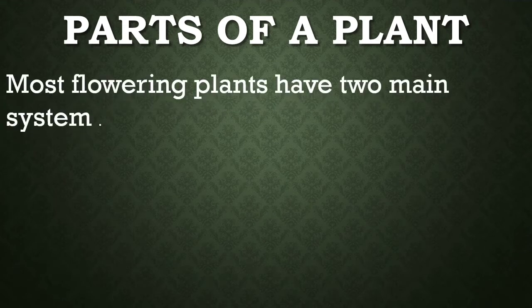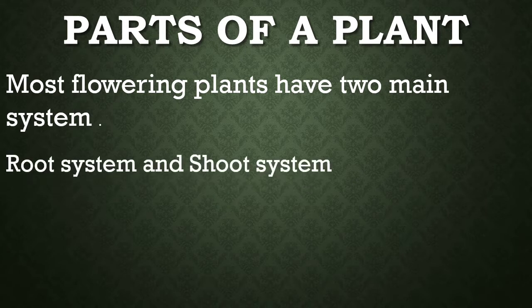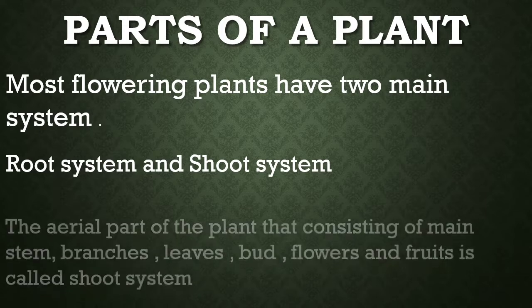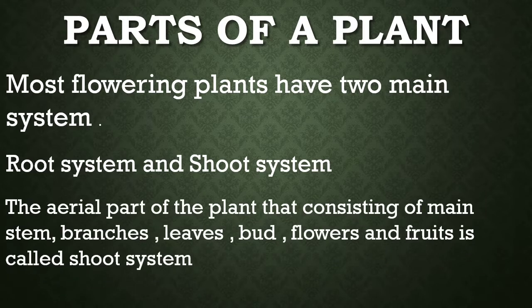Now we will learn about parts of plants. Most flowering plants have two main systems: root system and shoot system. The aerial part of the plant consisting of main stem, branches, leaves, buds, flowers and fruits is called shoot system.